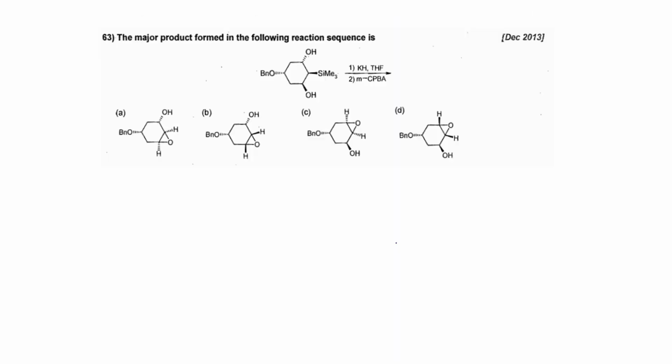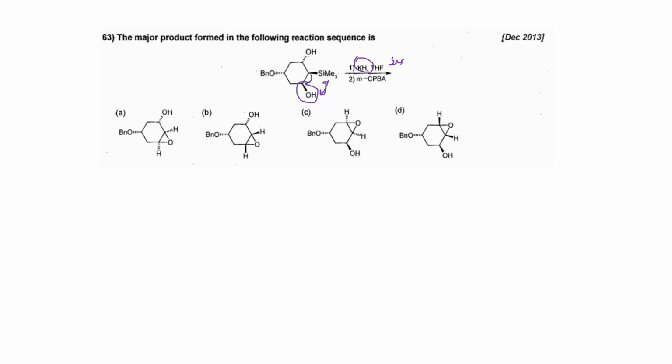This also has silicon given, so it will be Peterson olefination. Next, KH is given, so this is a base. So in presence of base, what elimination will go? It will undergo the syn elimination. So among these two OH, which one is the syn one? This one is the syn. So the elimination will be from this side. Only the syn, it will be syn elimination.